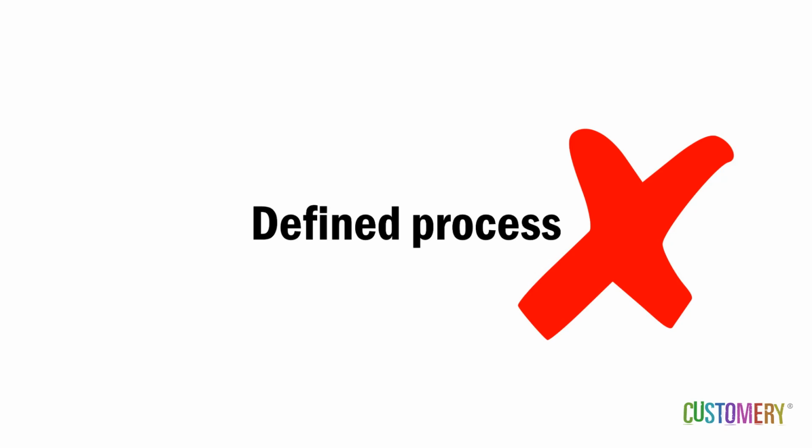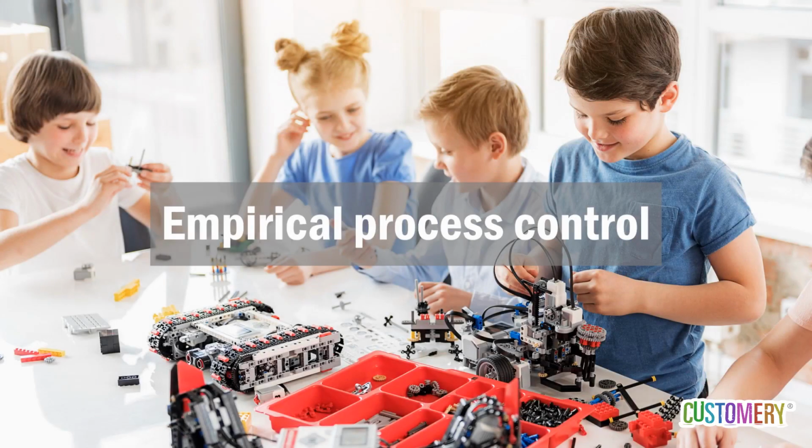Let's look at the alternative. An empirical process achieves its outcome through observation and experience. When we are in an uncontrollable environment, we can't predict the outputs we'll get from a given set of inputs. Instead, we need to frequently observe our output and refine our process through a scientific method. Empirical process control has these characteristics.